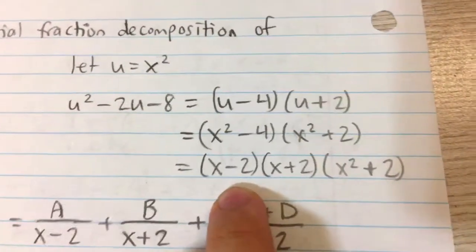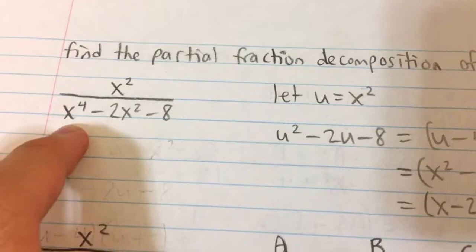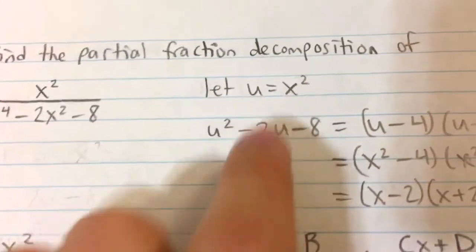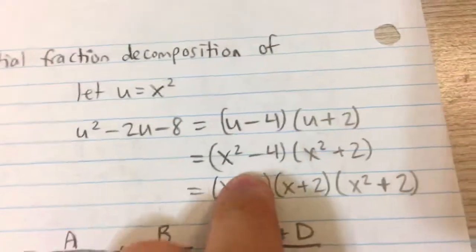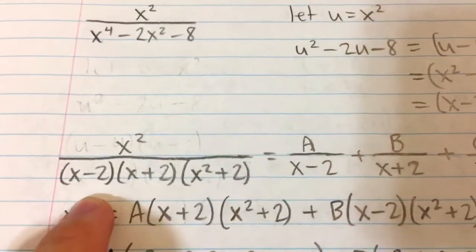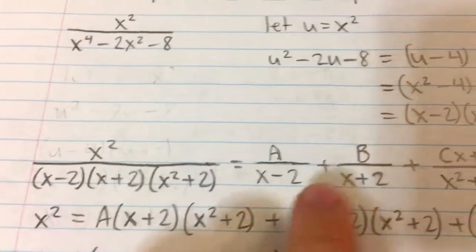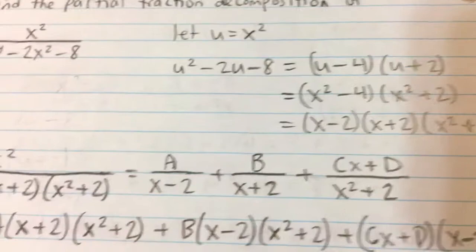final factorization. If you can see that from the original, you don't have to plug it in for u. You can just go straight to this step, x squared minus 4 times x squared plus 2. But this is our final factorization, so that's what we're going to have. We have two linear factors and a quadratic factor. So we're going to split this up into those three factors.